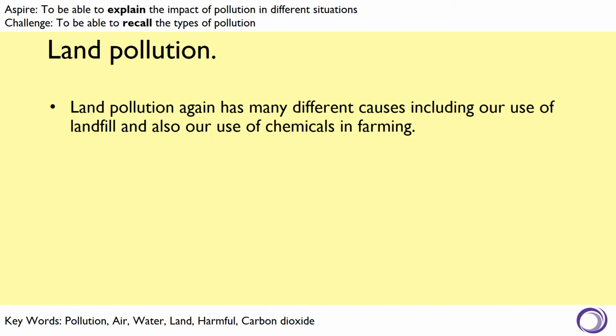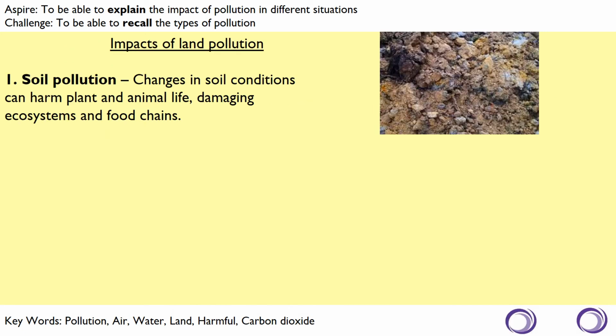Now for land pollution, again, it has many different causes, including our use of landfill and also our use of chemicals in farming. So soil pollution occurs when changes in soil conditions can harm animal and plant life, and also damaging ecosystems and food chains.